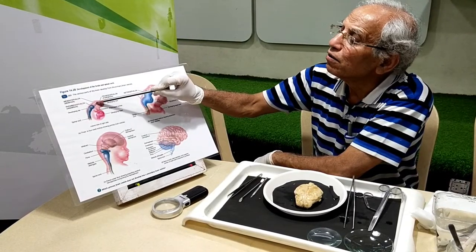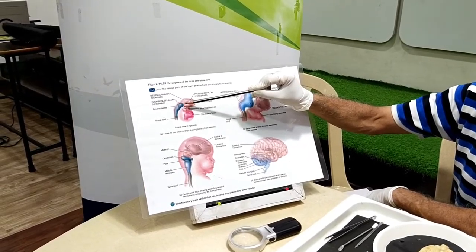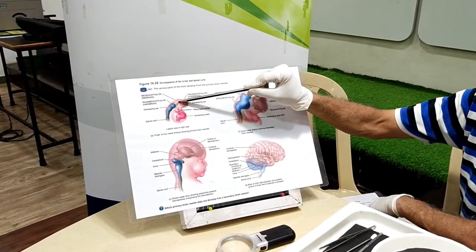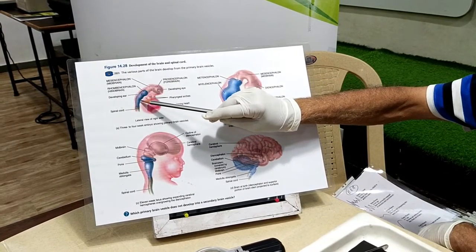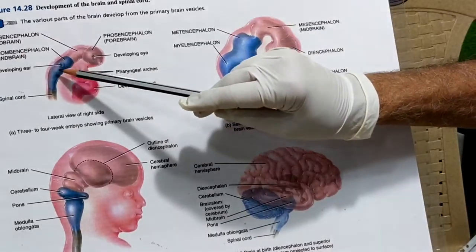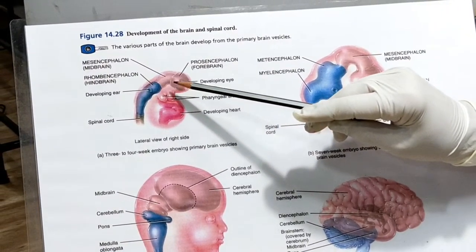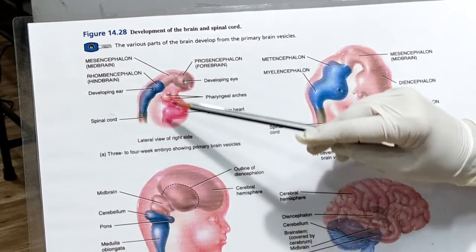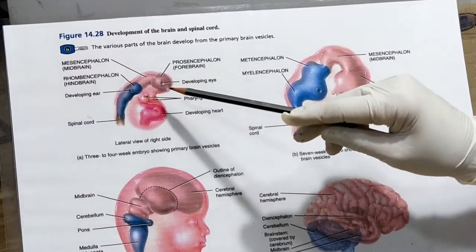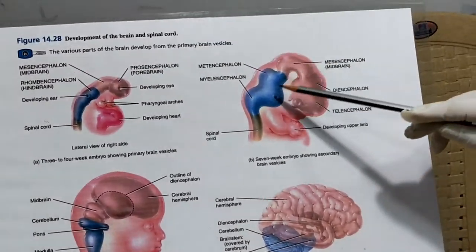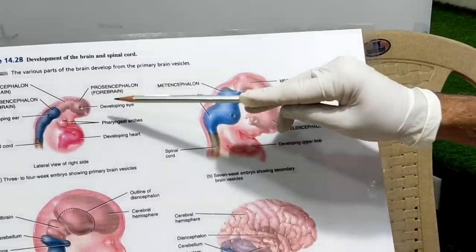This is the beginning part of the brain, which is called the forebrain. This is the middle part, which is called the midbrain, and then the hindbrain. So forebrain, midbrain, hindbrain. These are the three parts which can be recognized quite early. This is less than 1 month. This is a 3 to 4 week old embryo. And this is a 7 week old, less than 2 months. And see how fast this develops.